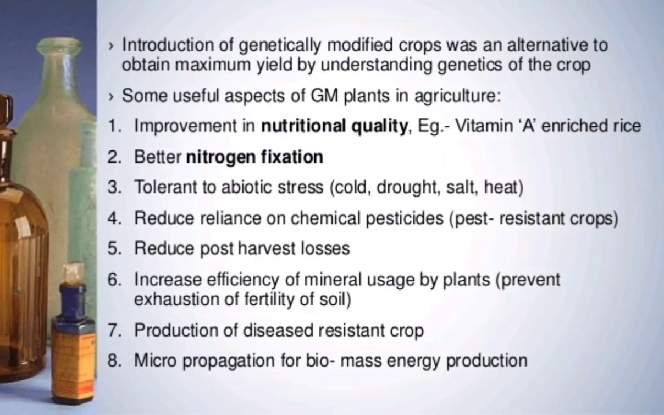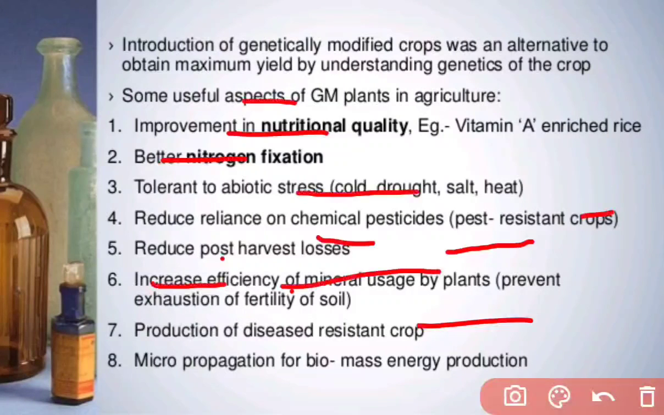So what is the solution then? If the problems are arising, a solution must be there. What is the solution then? The solution is here. The first solution is the introduction of genetically modified crops, an alternative to obtain maximum yield by understanding the genetics of the crop. So one and only solution, what is that? Now we have to introduce the genetically modified crops.